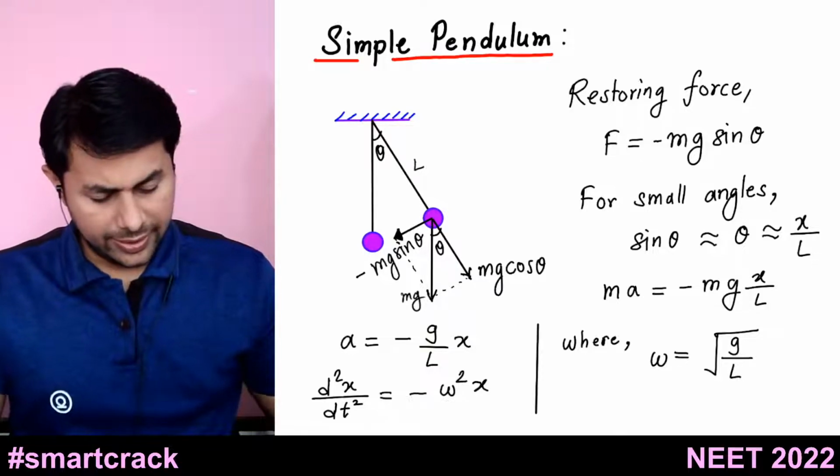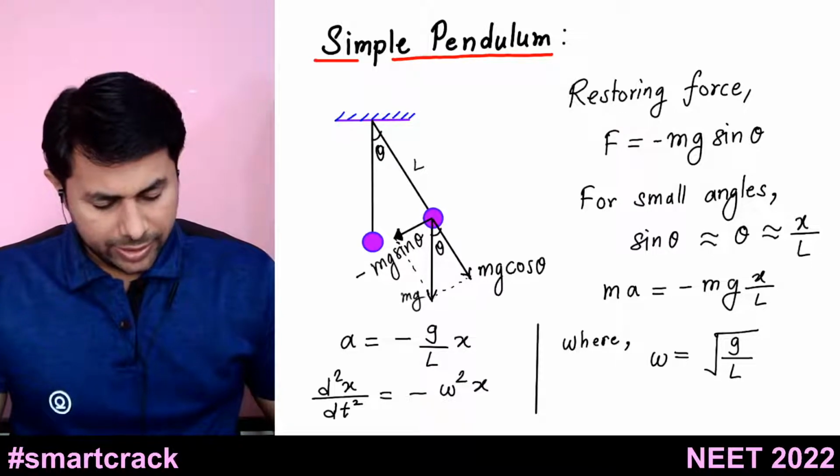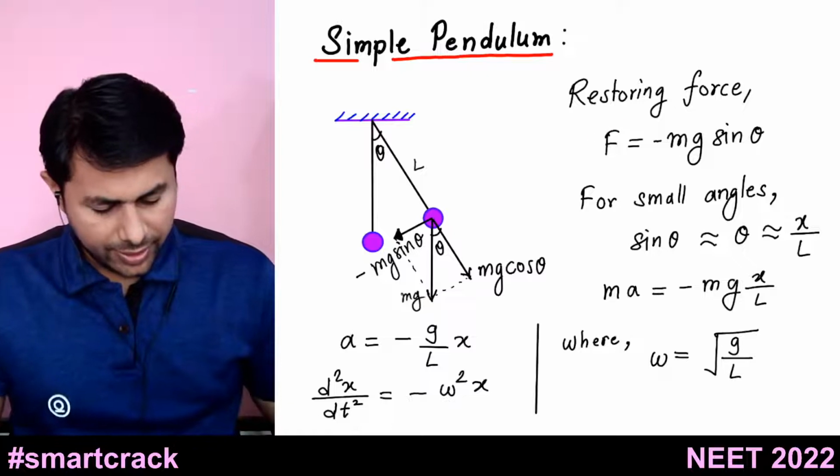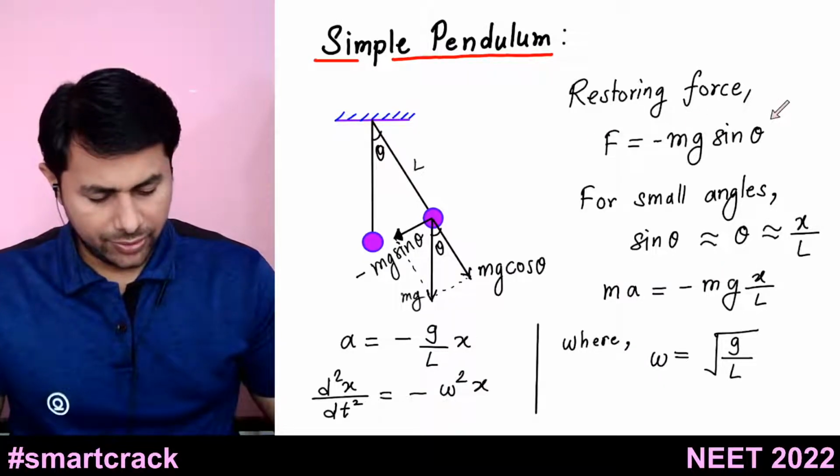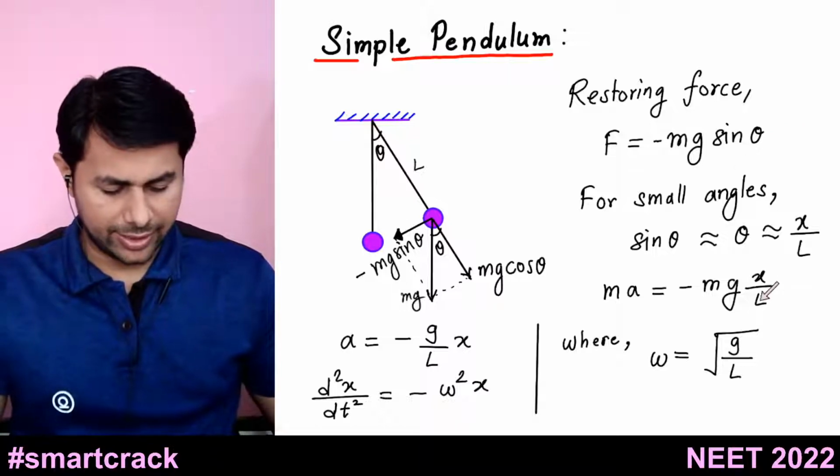Okay, and then you can write force is equal to mass into acceleration over here. So this m and this m get cancelled out. You have substituted sine theta equals x upon L.